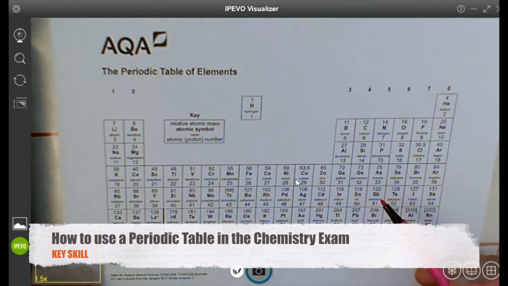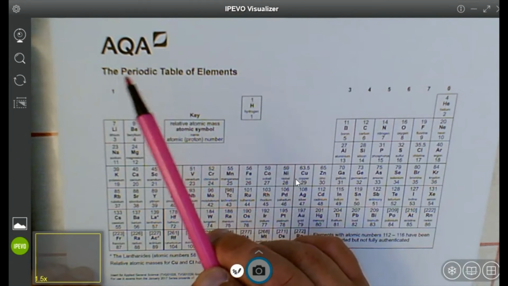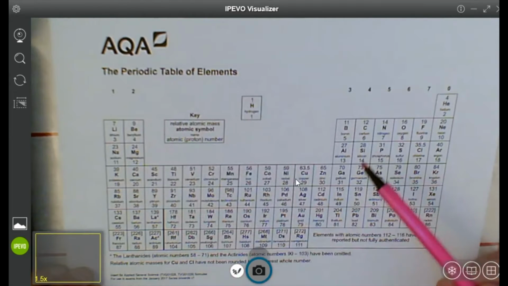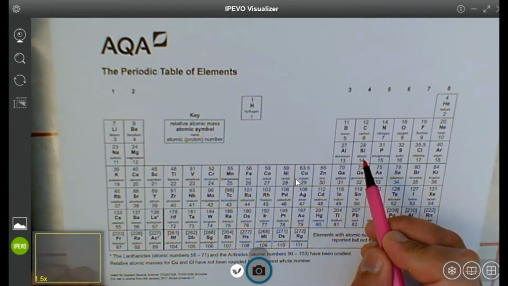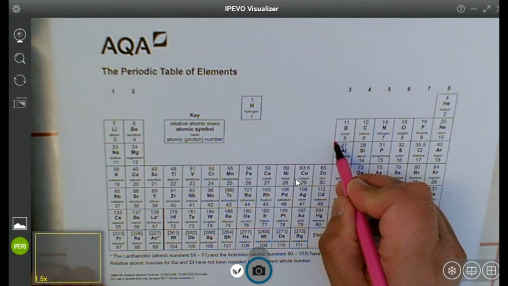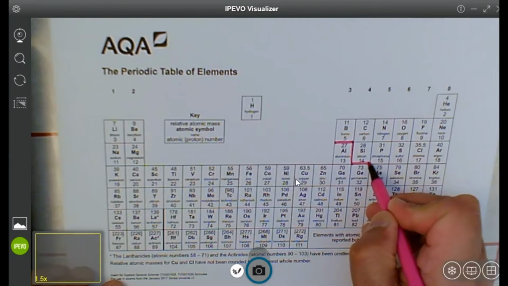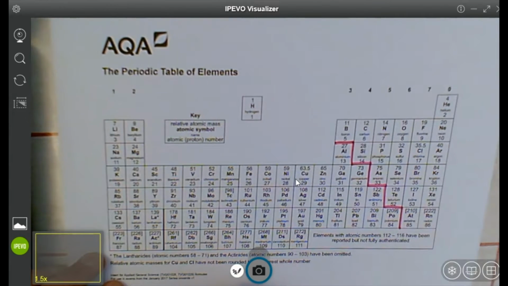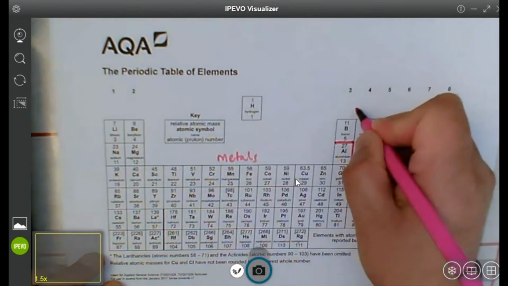In an exam, you will always get a periodic table, and especially in chemistry, you have either AQA, Edexcel or OCR. They will all have a similar type of periodic table that they supply. The first thing you will need to think about is this. On that periodic table, you need to mark in a step, and that step goes between boron and aluminium, and then it starts going down like this, a nice little step.